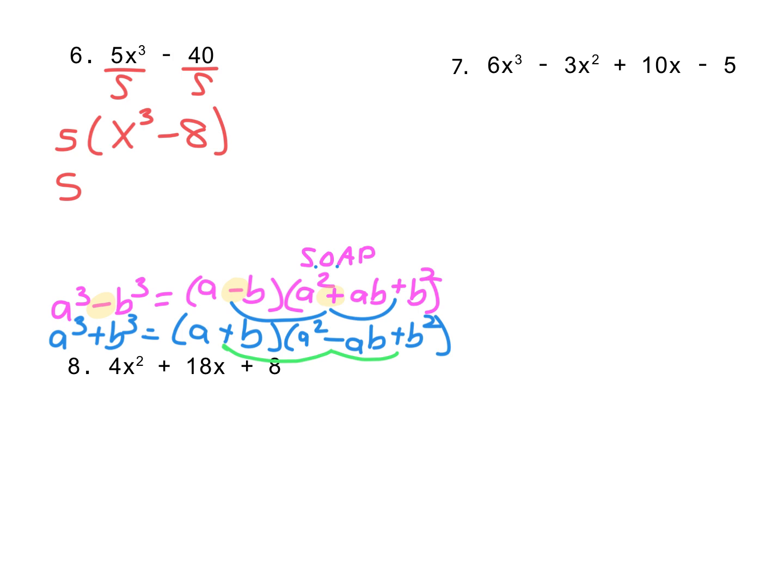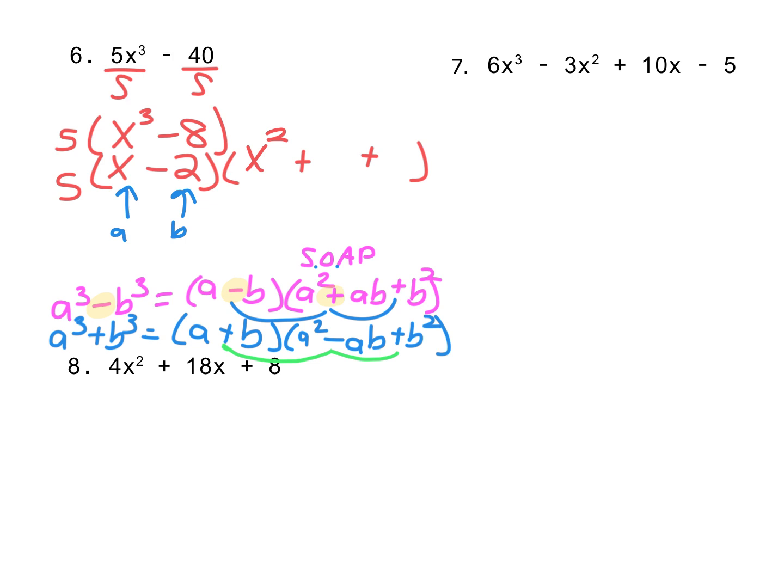8 is a cube of 2. So when I factor, I'm going to have a binomial times a trinomial. If it's minus, the first sign's minus. The next sign is the opposite, so plus. The third sign is always positive. X cubed and 8 are cubes of x and 2. So that's how I figure out what my a and my b are. You just cube root each one. So if this is my a and this is my b, then I use those to figure out what goes in the trinomial. A squared is x times x, so that would be x squared.